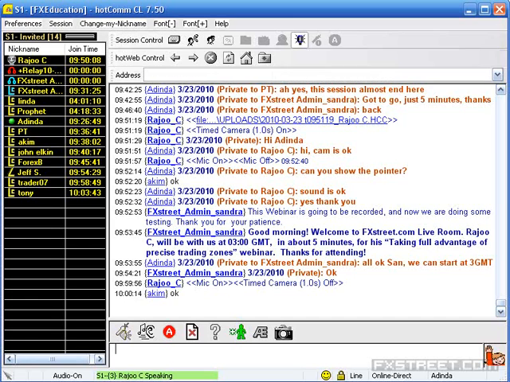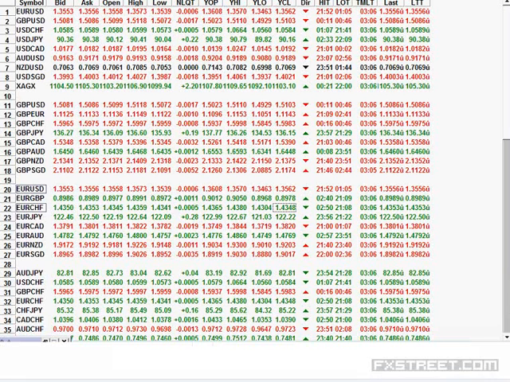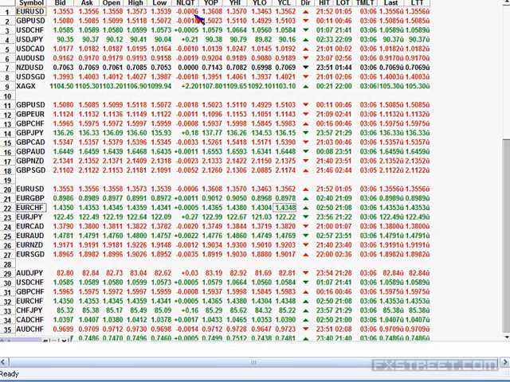In fact, the market has been very quiet. If you see this, the net change from yesterday's New York close has been pretty flat, meaning most of the crosses are flat. Here you see the euro is about plus minus 5 pips. Pound has been about minus 17. Swiss is flat. Yen is about 20 pips plus. Canadian is about minus 10 pips. Aussie, and so on and so forth.